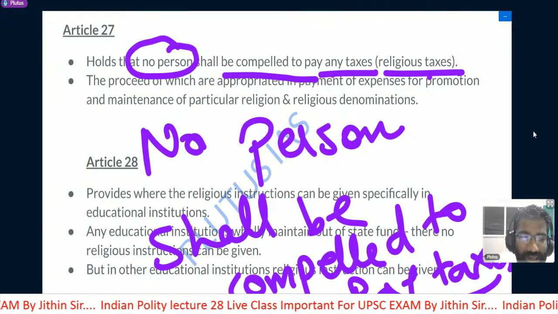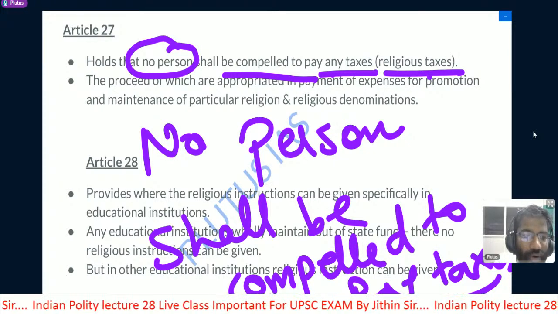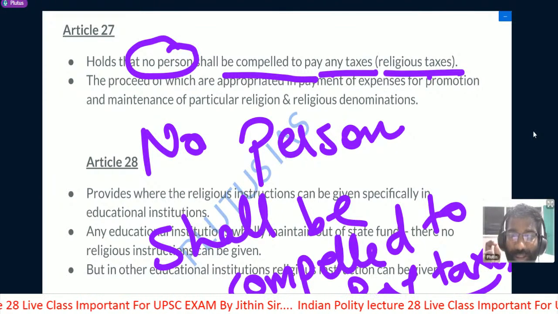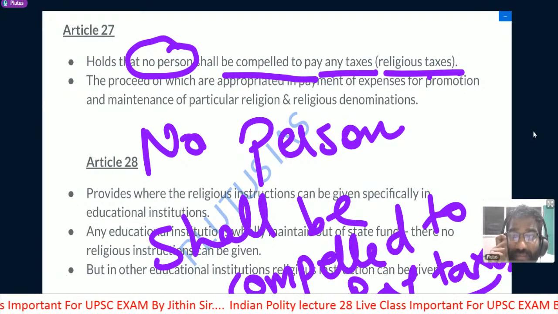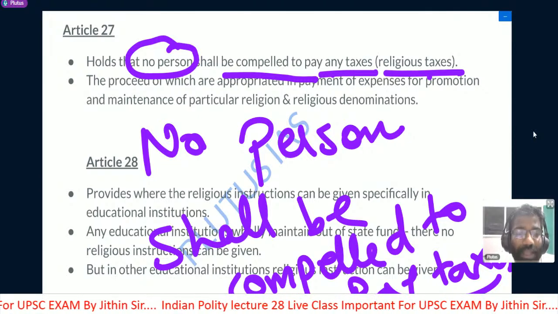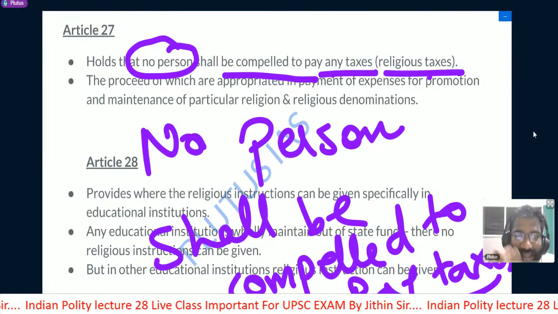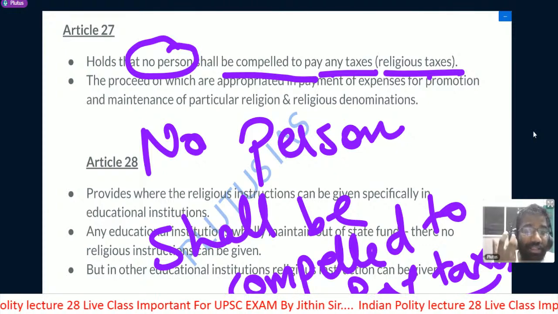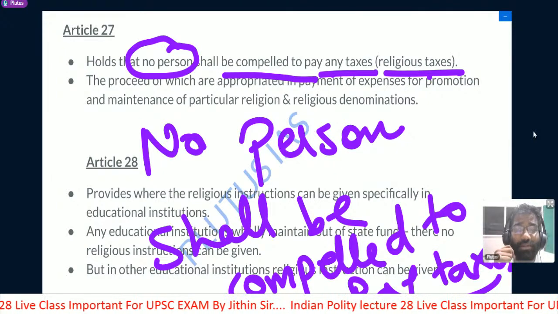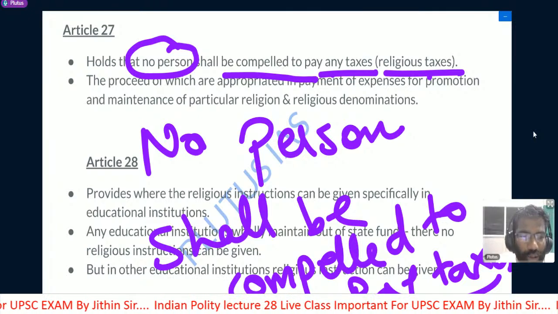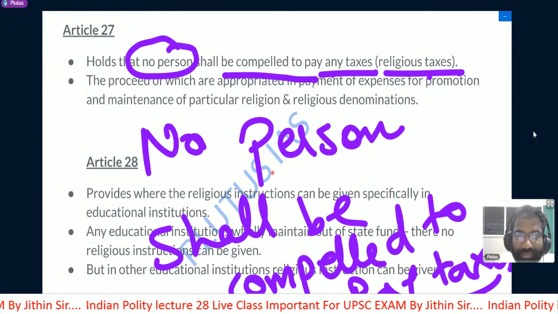Okay, so voluntary payment is allowed. Arya, I used the word forced. If I force you to pay the money, then you can file a complaint against me that this person is asking for money to upgrade the religion. That is totally wrong and it is unconstitutional. Okay.